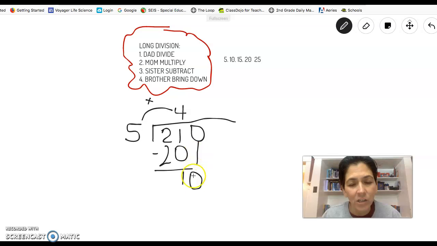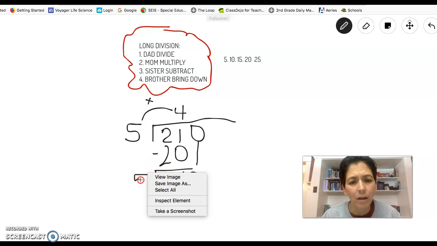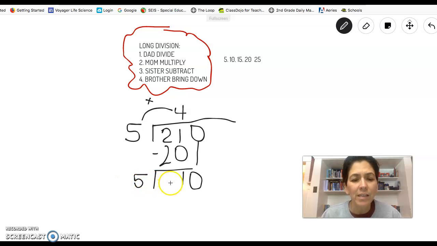I had a 0 brother to bring out of the closet, which means I'm going to start the division all over again. A lot of people, myself included, like to draw this little line and put that 5 back out there again. 5 goes into 10. How many times? Let's see, 5, 10. 2 times. I can't squish the answer in here, so I'm going to write that answer, 2, right over the brother we took out of the closet. 5 goes into 10 2 times.